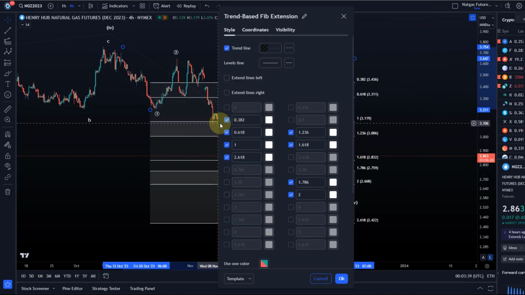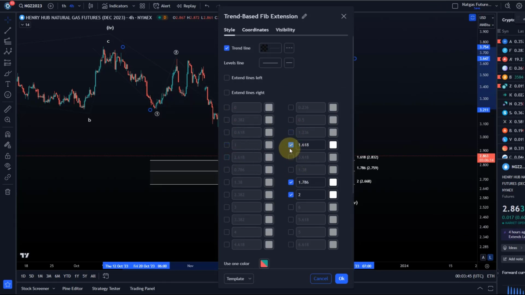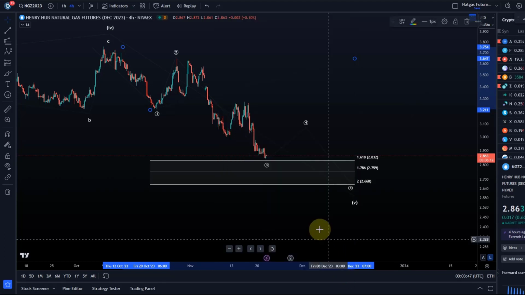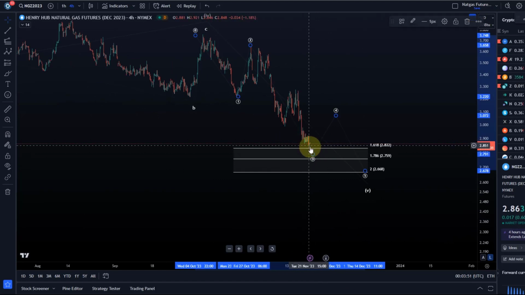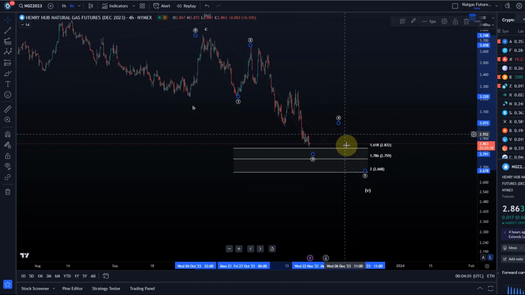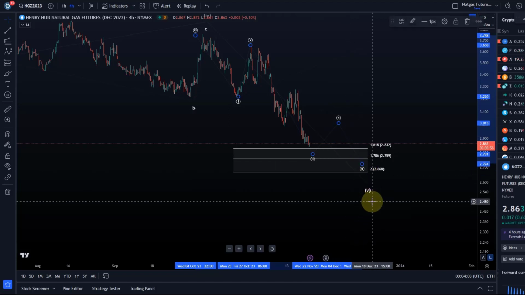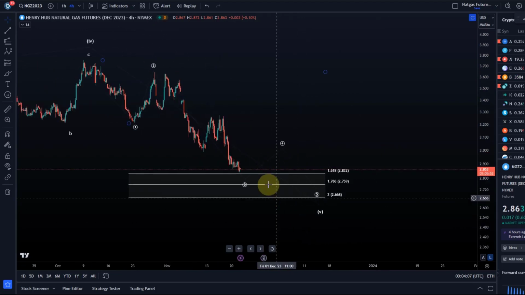Let me actually hide the other ones. So that means entering this area, watching for the levels at 283, 275, and 267. Then possibly getting a fourth wave bounce and a wave 5 down, and then we might be done with this pathway to the downside, with this move to the downside.